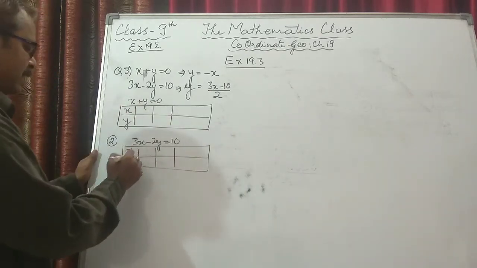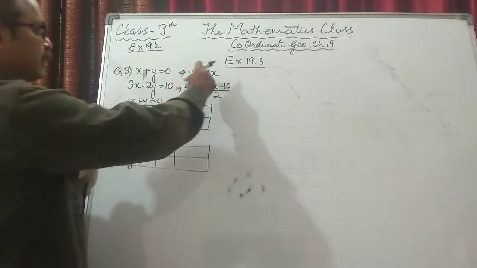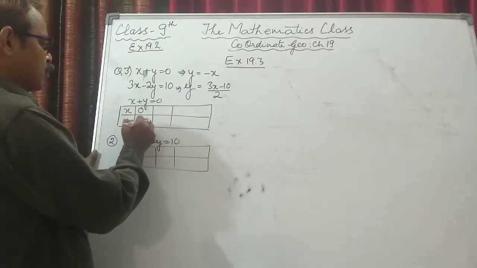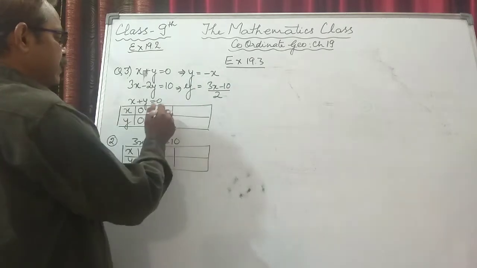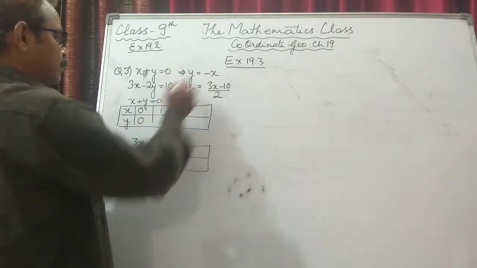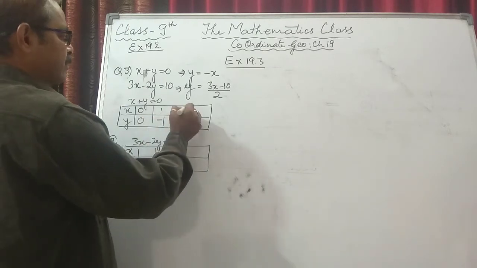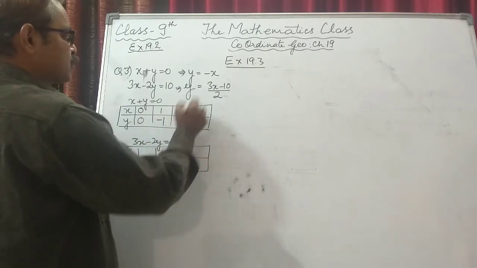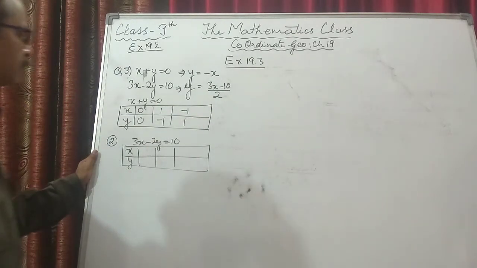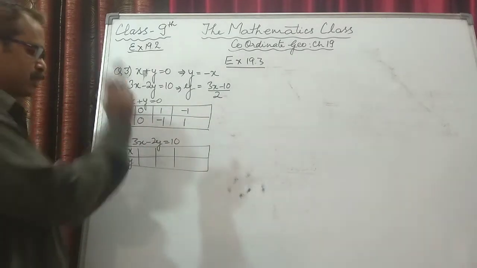Now this is x and y. When we take the value of x as 0, y will be 0, so the first value is (0, 0). When we take the value of x as 1, the value of y will be minus 1. When we take the value of x as minus 1, minus 1 into minus becomes plus, so plus 1. We got the three values for the first equation.